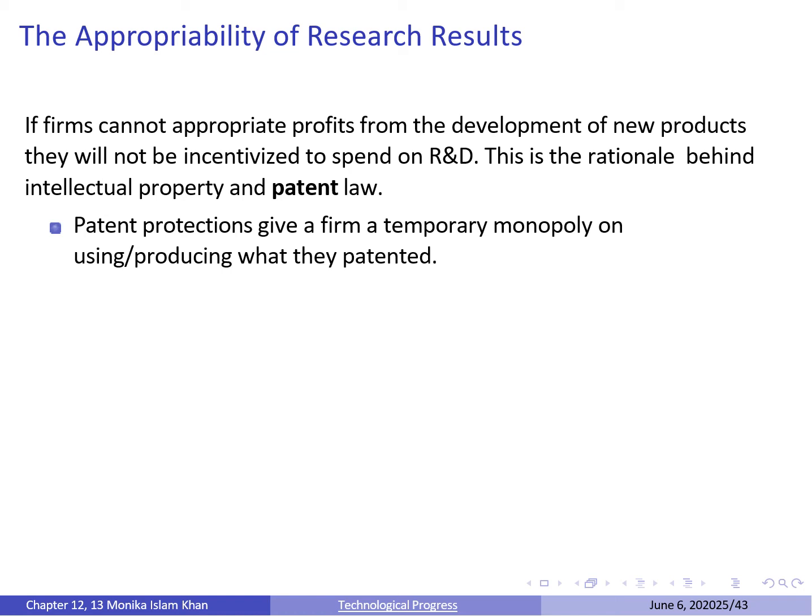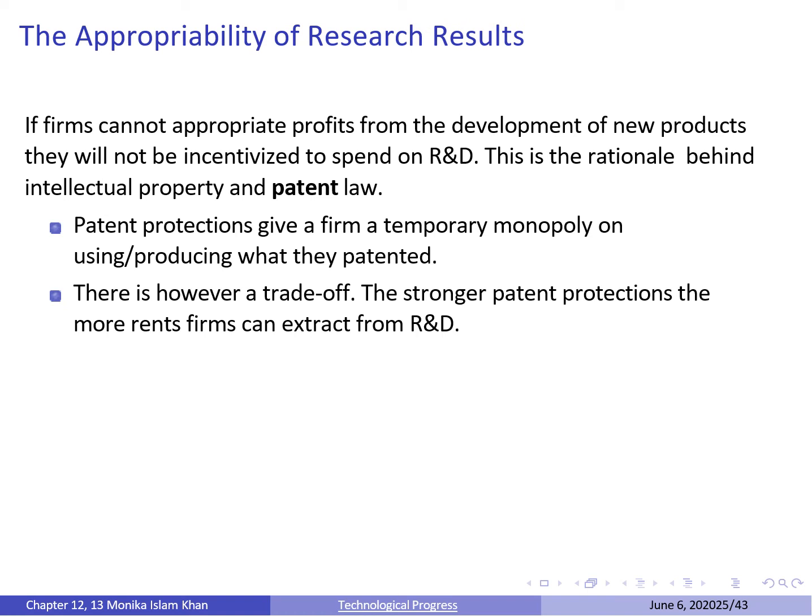This is the rationale behind intellectual property and patent law. Patents give protection to a firm, and they give them a temporary monopoly on using a product that they patented. Patent protections give firms the power to profit from their own labor or their own research and development. However, there is a trade-off involved here. The stronger the patent protections, the more profits or rents firms can extract from research and development.